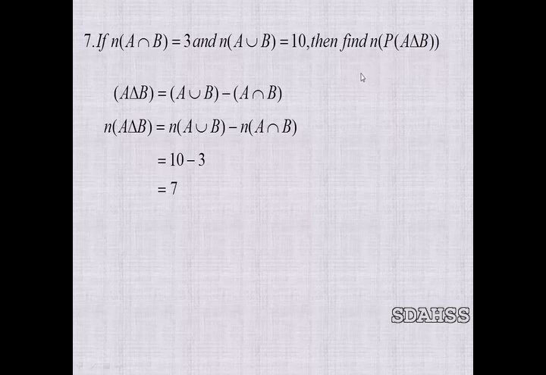This, its power set is 2 power n. The power set of A, the set of all subsets, is 2 power n. Substitute n is equal to 7, so you have 2 power 7. 2 power 7 is 128.